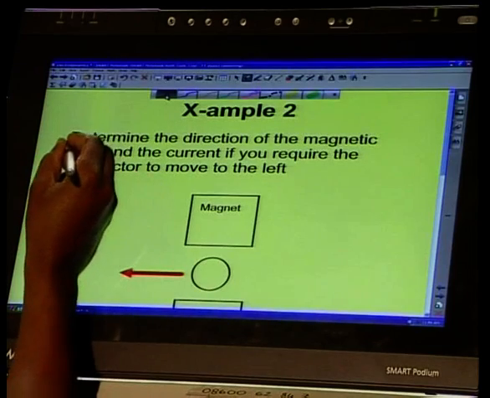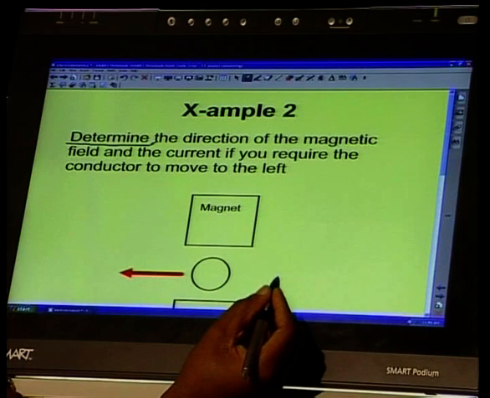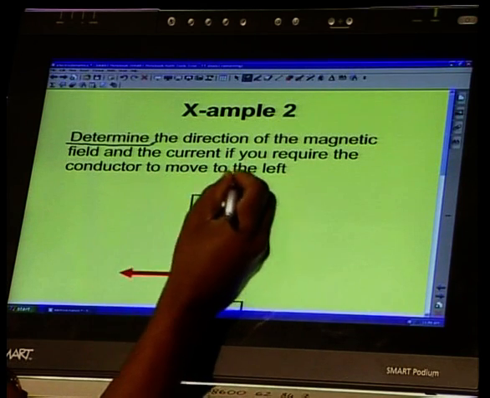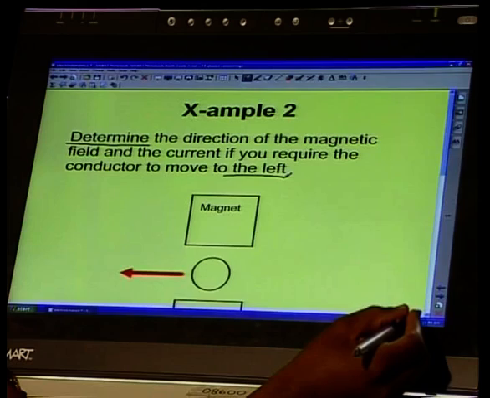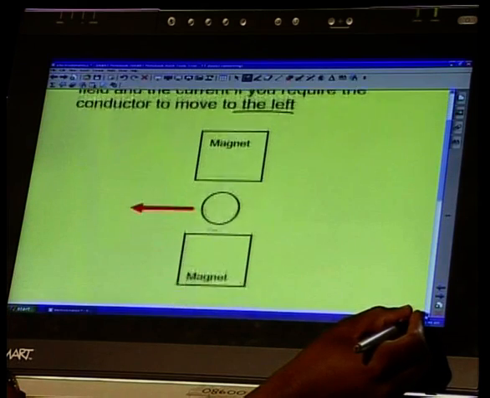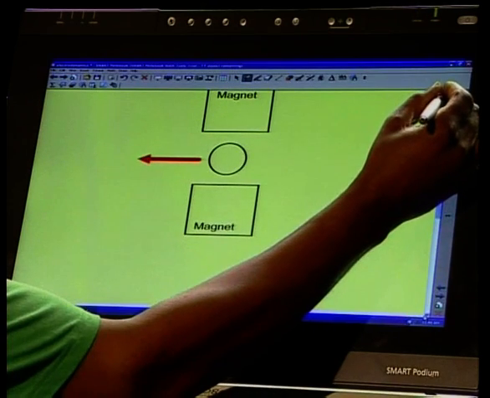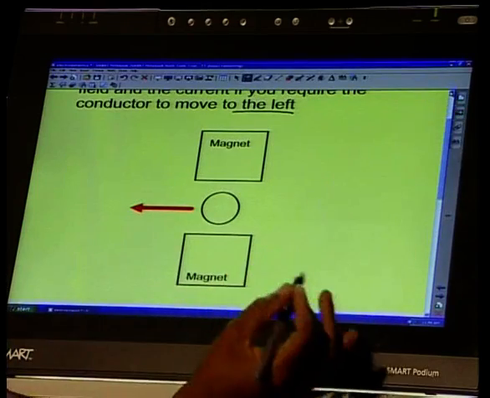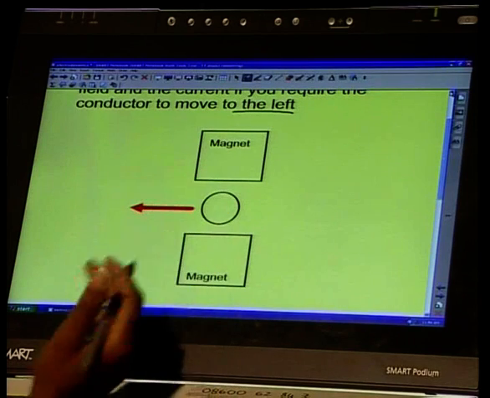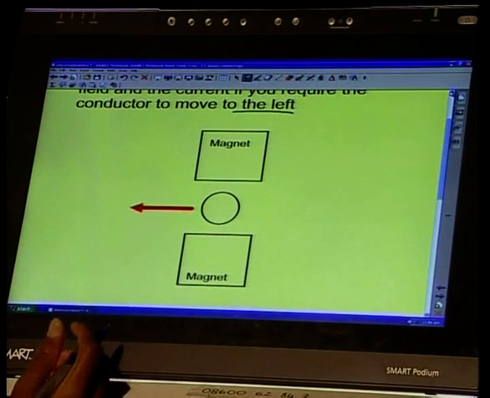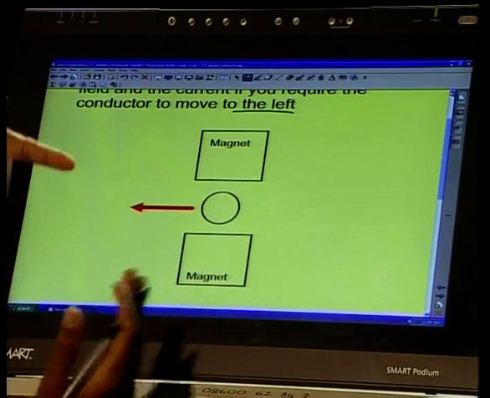It says, determine the direction of the magnetic field and the current if you require the conductor to move to the left. Okay. So you want the conductor to move to the left, all right? Now, if you want the conductor to move to the left, there is only one way that we can have the direction of the magnetic field and the direction of the current. So it is moving to the left.